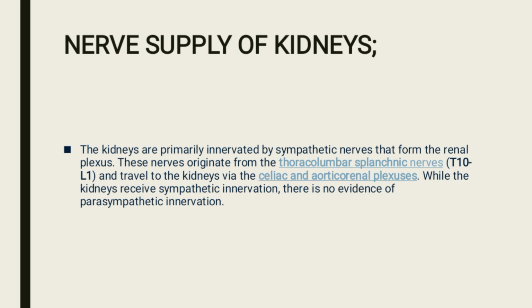Nerve supply of the kidneys. The kidneys are primarily innervated by sympathetic nerves that form the renal plexus. These nerves originate from the thoracolumbar splanchnic nerves T10 to L1 and travel to the kidneys via the celiac and aortico-renal plexuses. While the kidneys receive sympathetic innervation, there is no evidence of parasympathetic innervation of the kidneys. So the point to remember is that kidneys only receive sympathetic innervation.